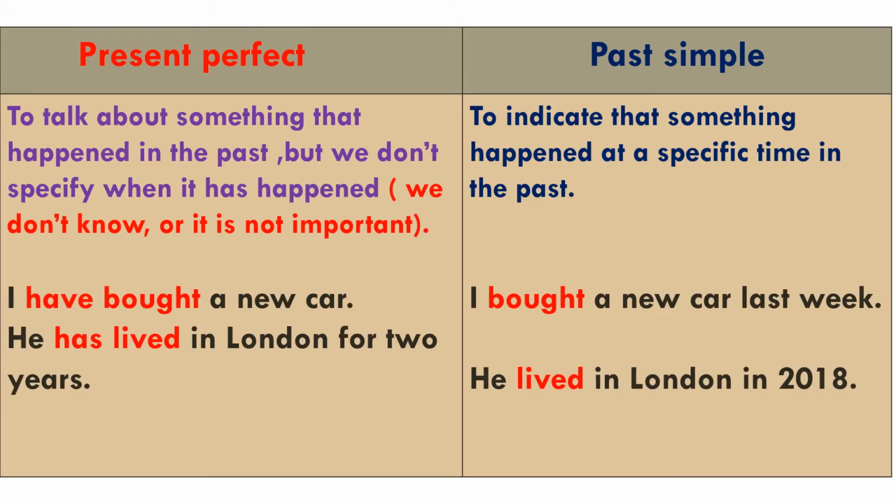We use present perfect to talk about something that happened in the past, but we don't specify when it has happened because we don't know، لا نعرف متى، or it is not important أو ليس مهما أن نعرف متى حدث هذا الحدث. I have bought a new car. اشتريت سيارة. متى؟ العمل تم، اشتريت سيارة، عندي سيارة الحين.